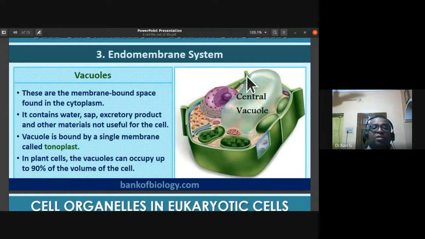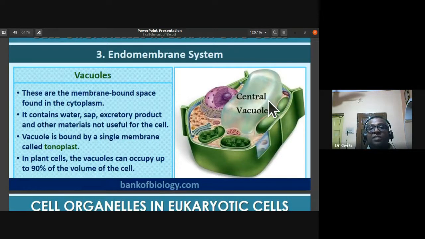So vacuole is bound by a single membrane called as tonoplast. In plant cells, the vacuoles can occupy up to 90% of the total volume of the cell. That is why they are very large in plant cells.